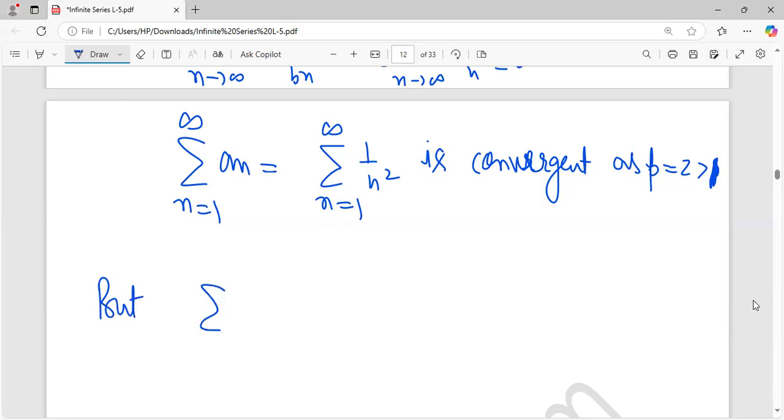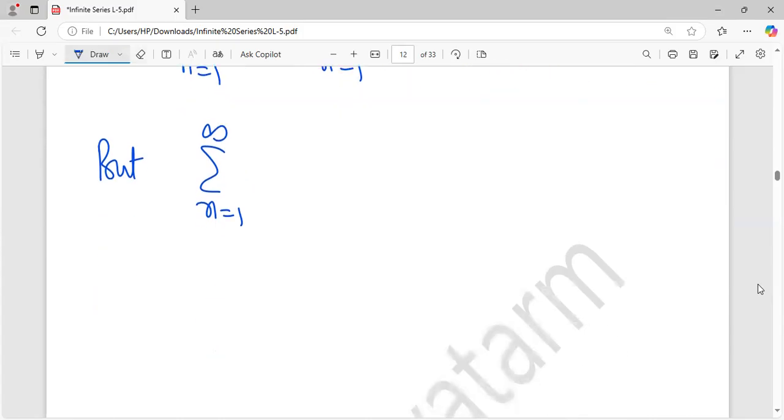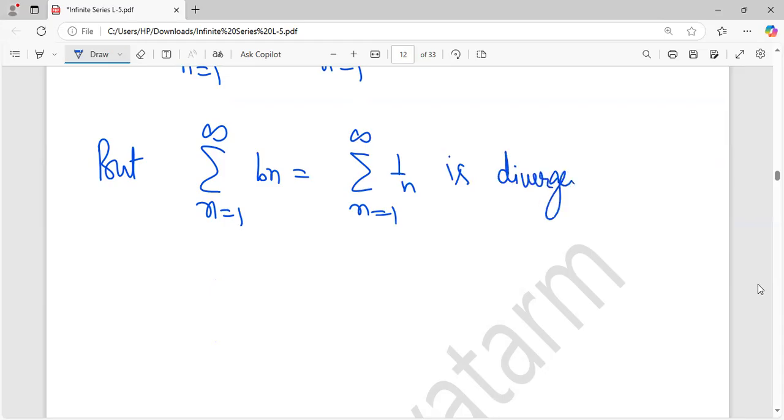But this series Bn, equal to the summation of 1 upon n, is divergent, as p is 1. Okay, so this part is done.